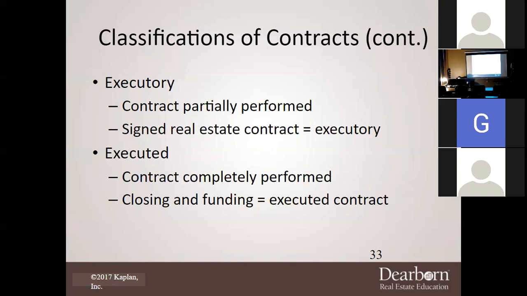So the contract is partially performed. When the signed real estate contract is done, it's classified as executory. So the minute that all parties have signed, your contract is executory. So it means that we still have things to do. After a contract is signed, Mr. Grossman, what's the first thing that the buyer's agent has to schedule? Inspections and appraisals. So there are things that still need to be completed.